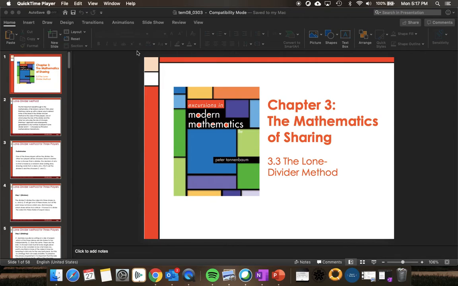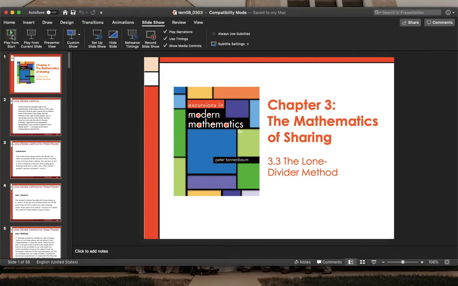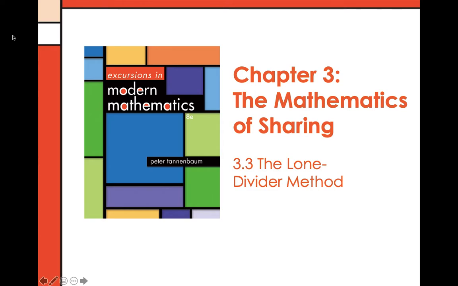All right, discrete math. Welcome to the third lesson in chapter 3. We're still talking about the mathematics of sharing. We're now going to look at a new method, which is what's called the lone divider method. If you remember, in 3.2 we talked about the divider-chooser method. We're now talking about the lone divider method.